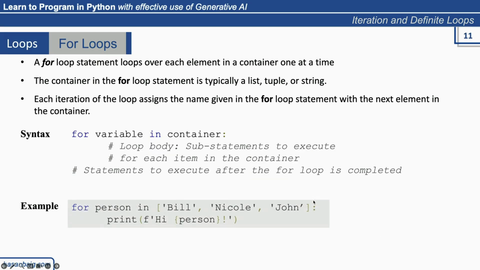Let's take another example here. For person in, we do not need to have the container defined first. We can directly write a container here. We can directly create a list here. For person in this container, and I'm printing hi, the person name. What do you think will be the output? And how will it appear on the user's screen?